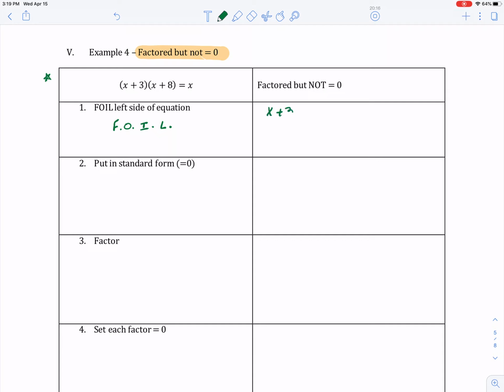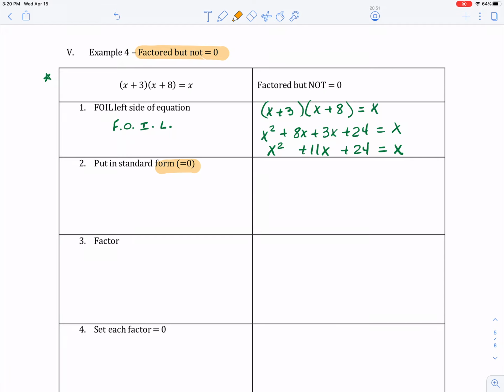Let me copy this down again. So you're going to see me multiplying this left-hand side together using first, outer, inner, last. And let's see, I'll go ahead and combine these two in the middle. But that's still not in standard form, because in standard form you want it to have equals 0.